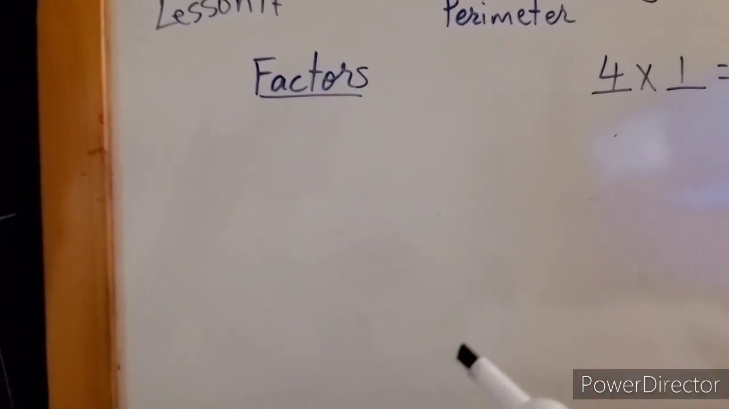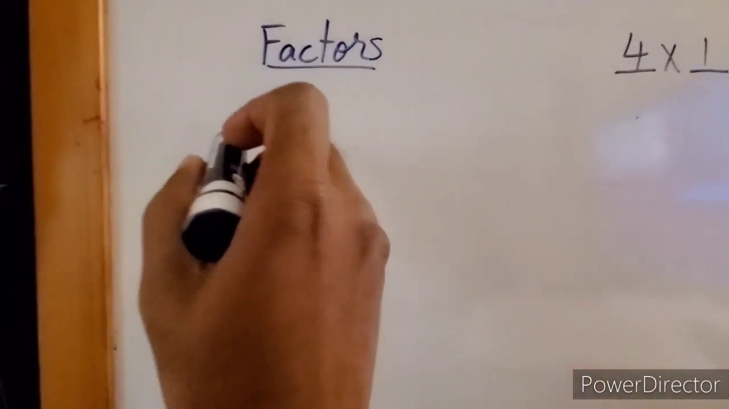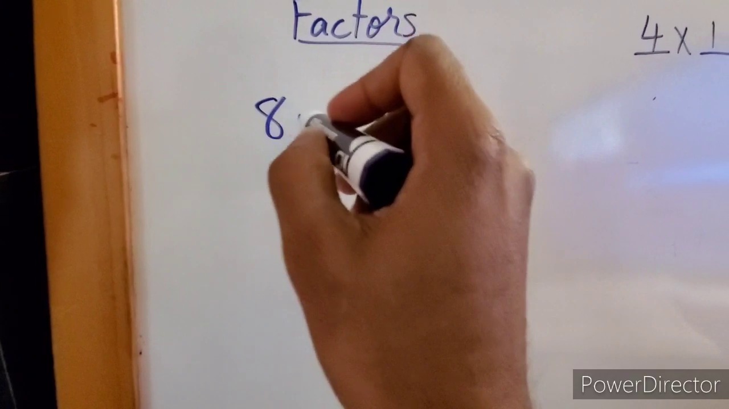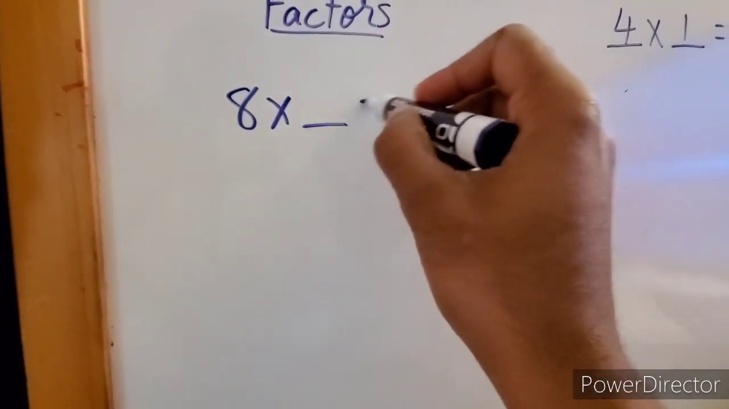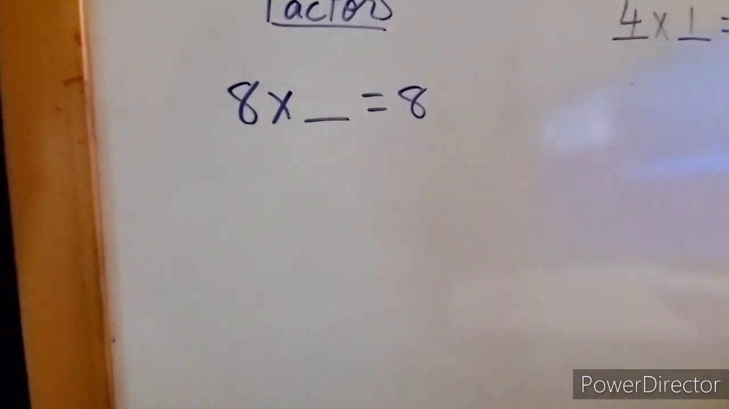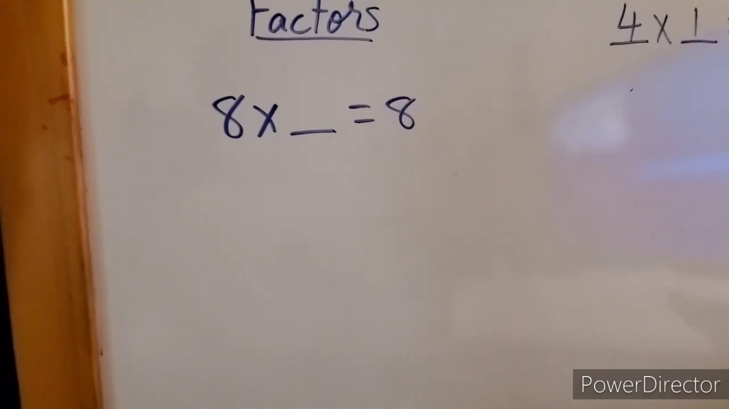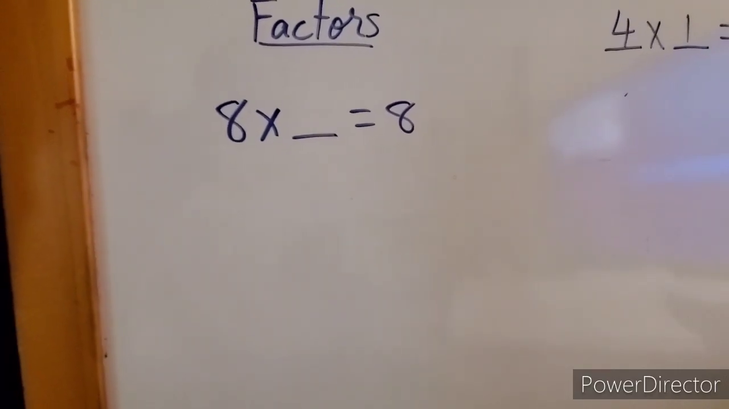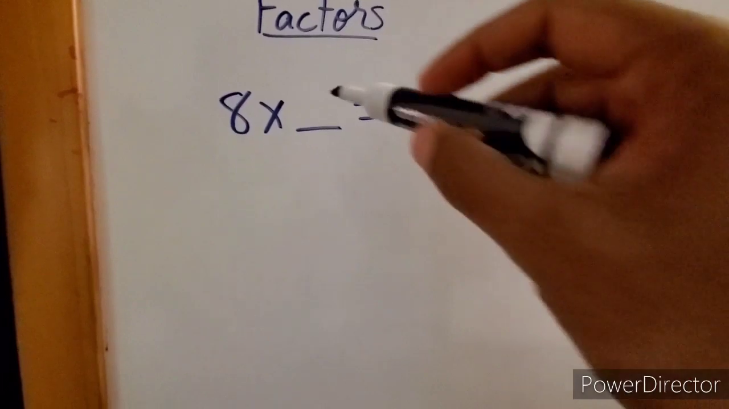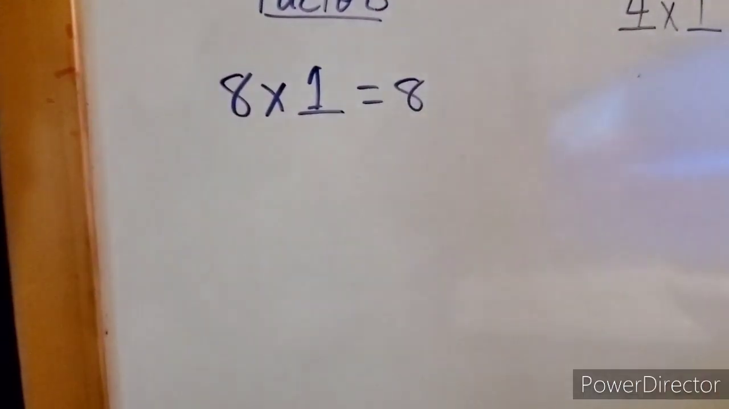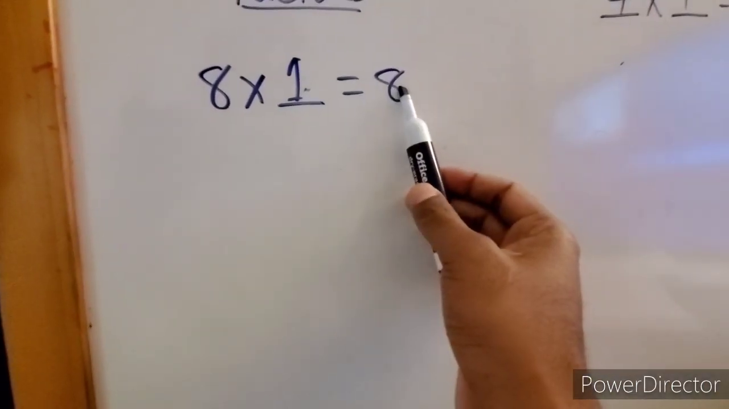All right. Let's practice over here with 8. You're going to fill in the blank. 8 times blank equals 8. What is the factor that you will put in there in order for the equation to be complete? And the factor is 1. That's 1 right there. And 8 times 1 is 8.